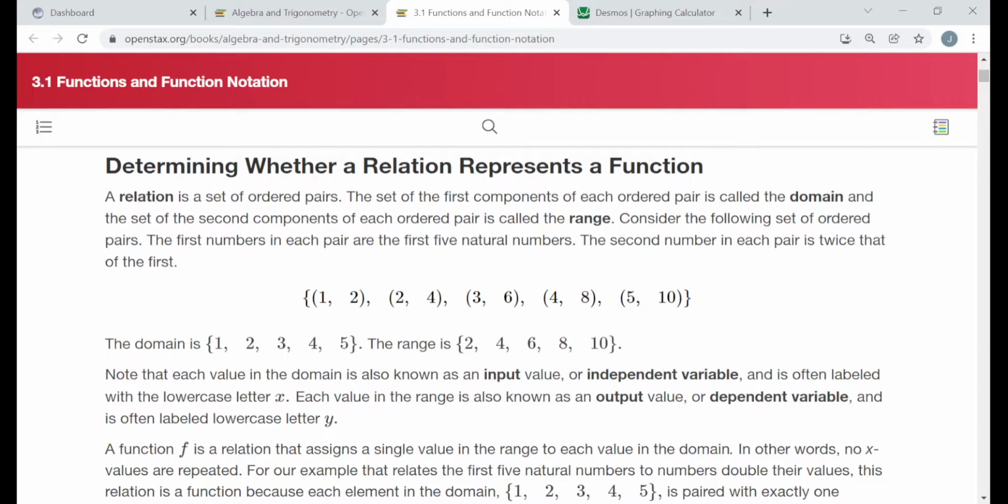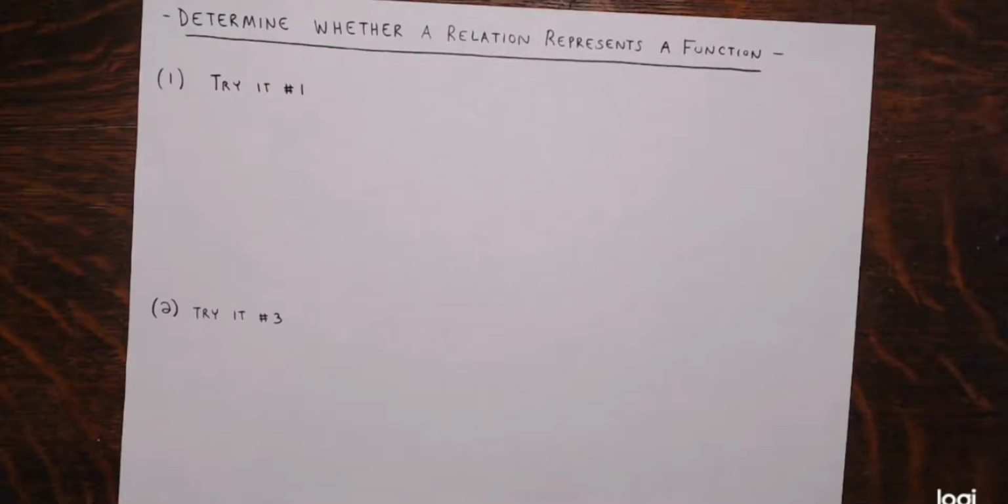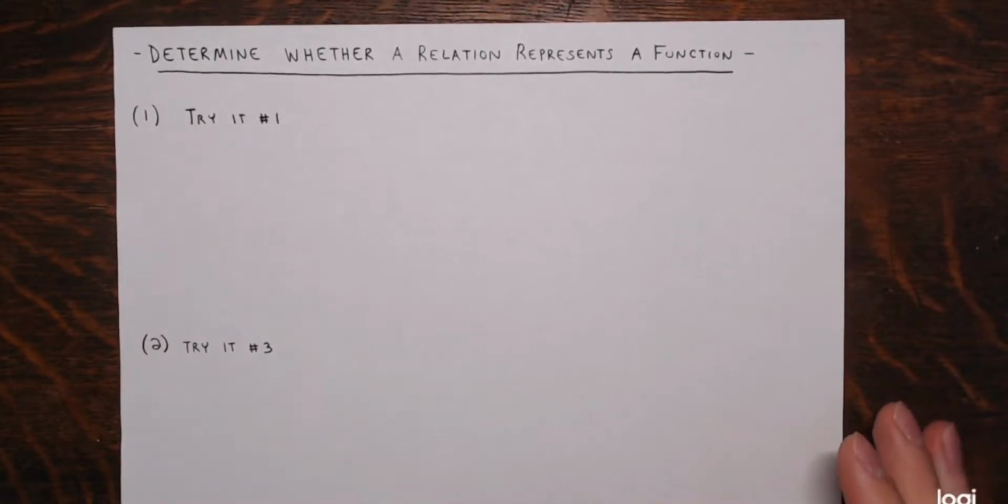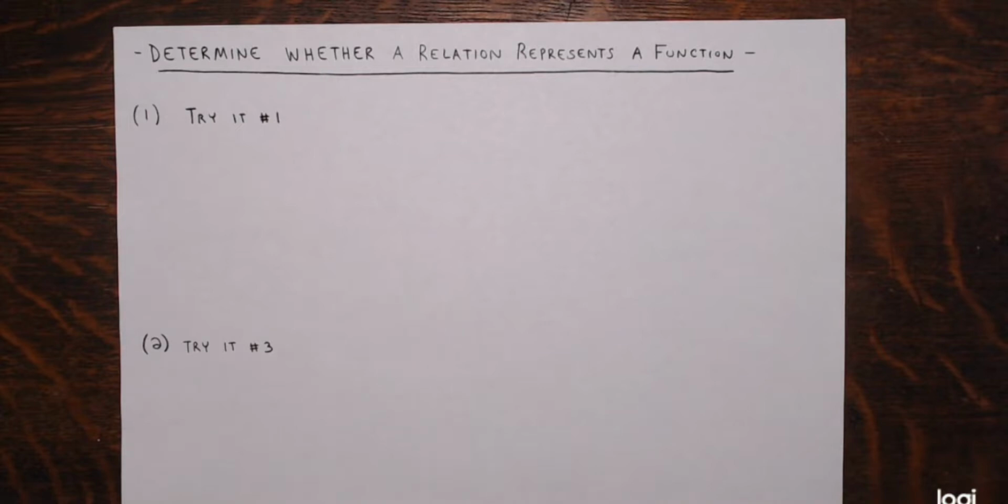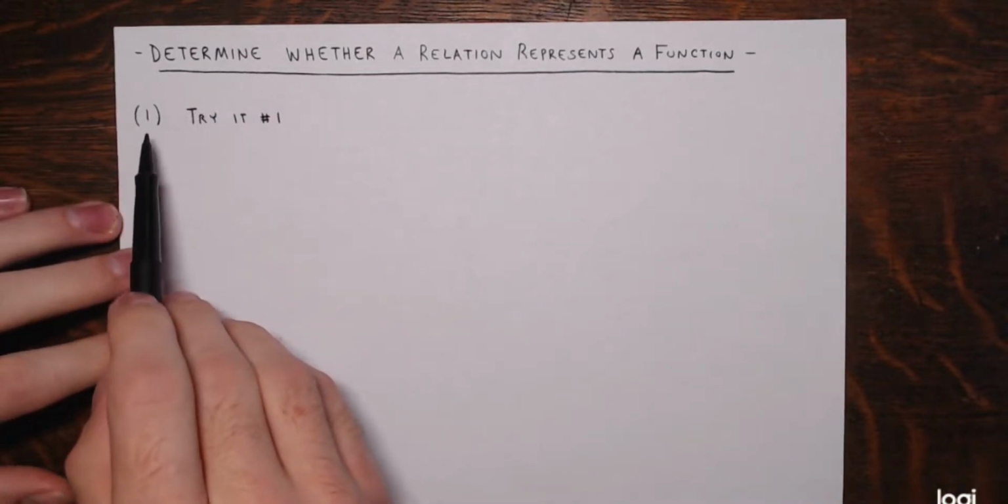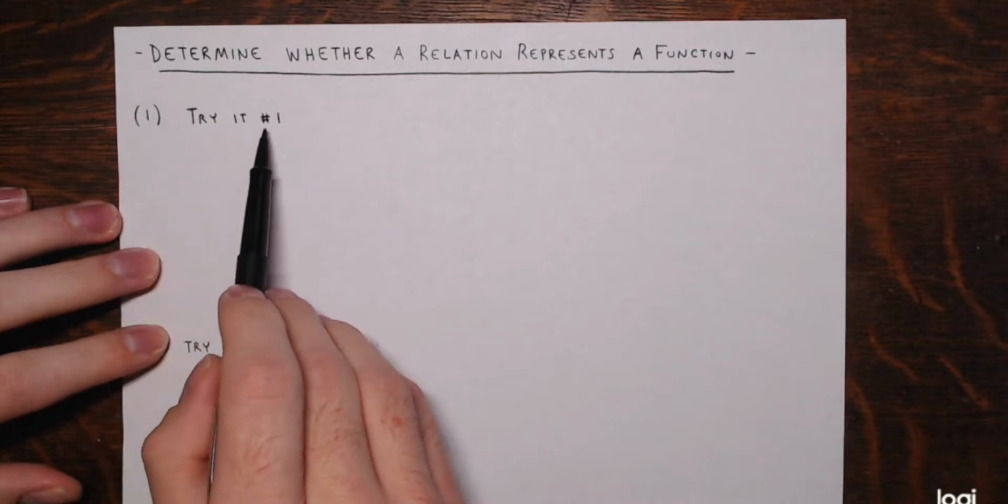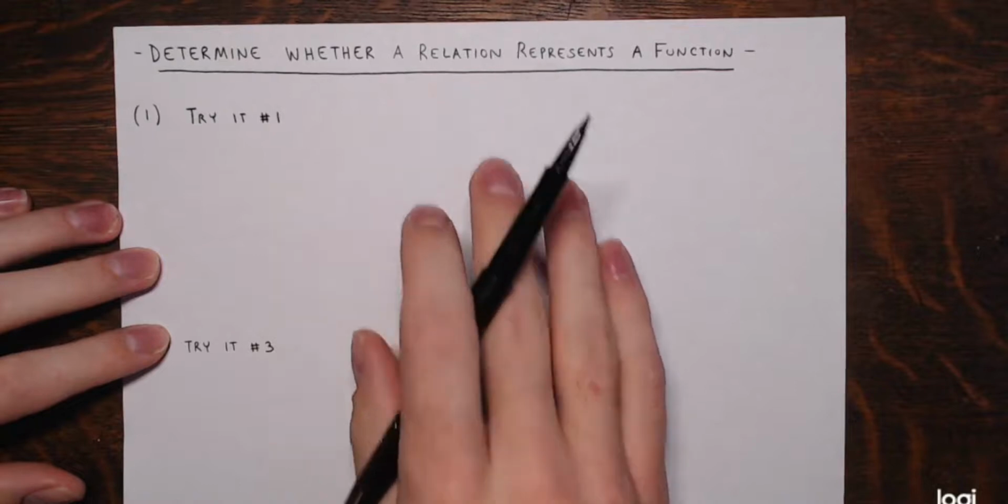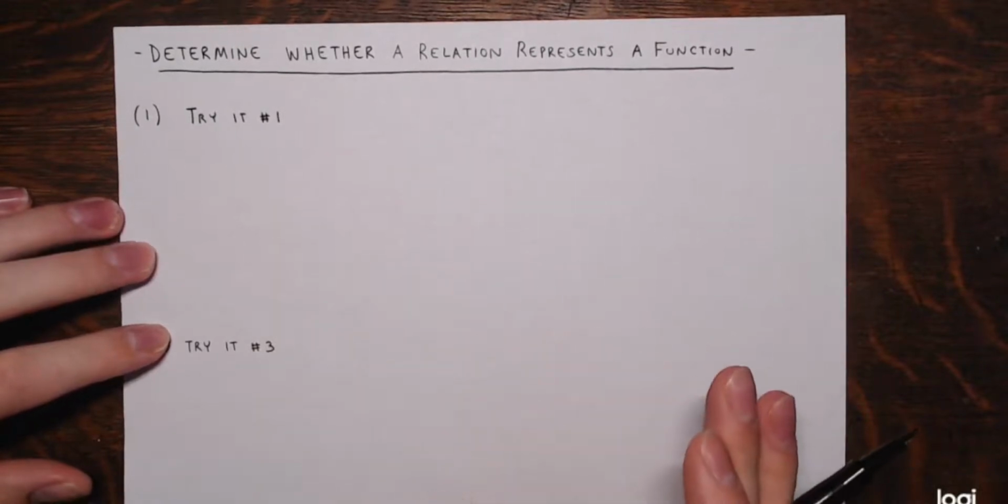Okay, so I'll be coming back to this reading because I have all the examples written out on paper, and some of these, like I said, are going to be either just examples from the reading or try it problems from the reading. So for example one, I said I'm going to do try it number one from the reading. But first I want to talk a little bit about some definitions.